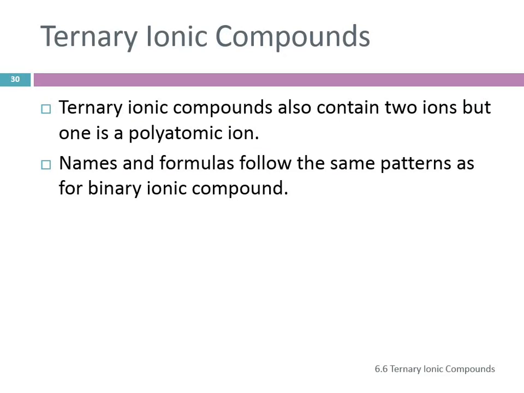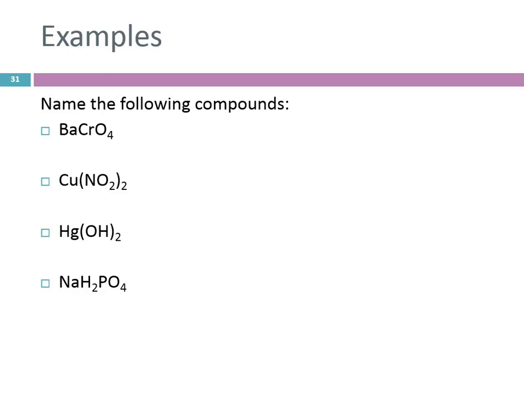Ternary ionic compounds. Ternary means 3. So these are going to have more than one element in them, but they still only have 2 ions. Okay? So 2 ions. The names and the formulas are going to follow the same patterns, but now one of the ions is polyatomic, or possibly both. So let's name these guys.